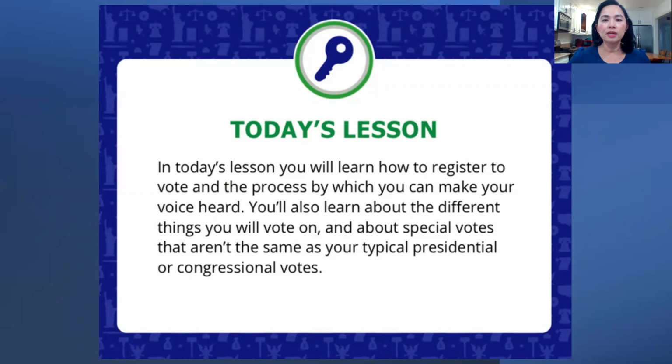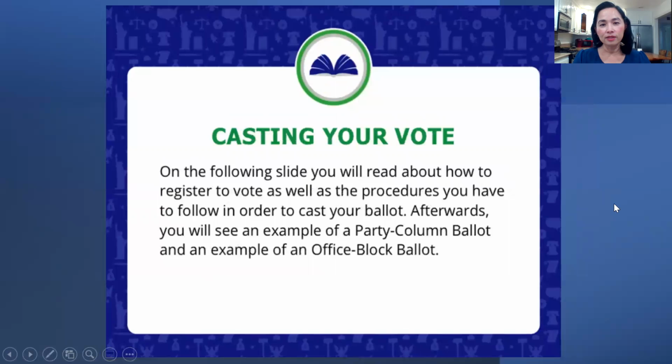Continuing with our lesson, we will learn how to register to vote and the process by which you can make your voice heard. You'll also learn about the different things you will vote on and about special votes that aren't the same as your typical presidential or congressional votes. So let's read. Casting your vote. On the following slide, you will read about how to register to vote as well as the procedures you have to follow in order to cast your ballot. Afterwards, you will see an example of a party column ballot, an example of an office block ballot.